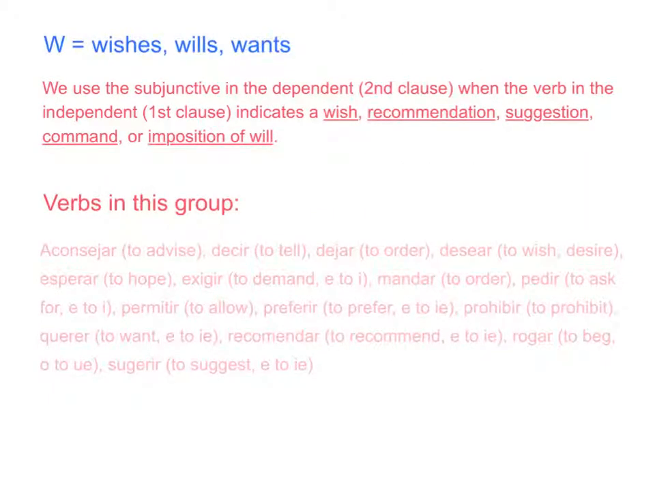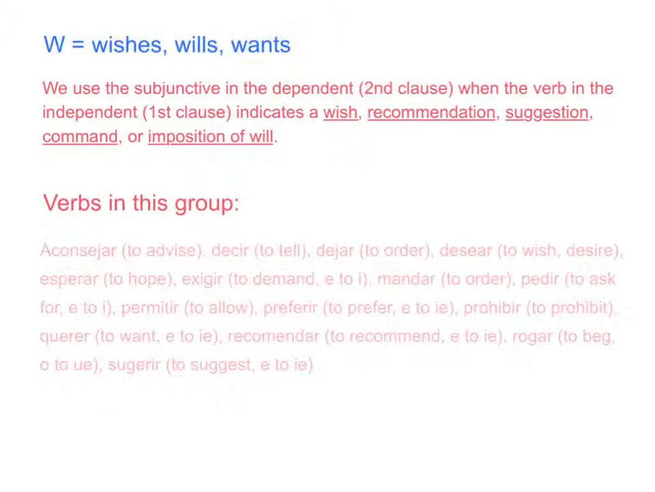The letter W stands for wishes, wills, and wants. We use the subjunctive in the dependent or second clause when the verb in the first or independent clause indicates a wish, a recommendation, a suggestion, a command, or an imposition of will. Some of the verbs that fall into this group are aconsejar, decir, dejar, desear, esperar, exigir, mandar, pedir, permitir, preferir, prohibir, querer, recomendar, rogar, o sugerir. All of these verbs show either a wish, a recommendation, a suggestion, a command, or an imposition of will.